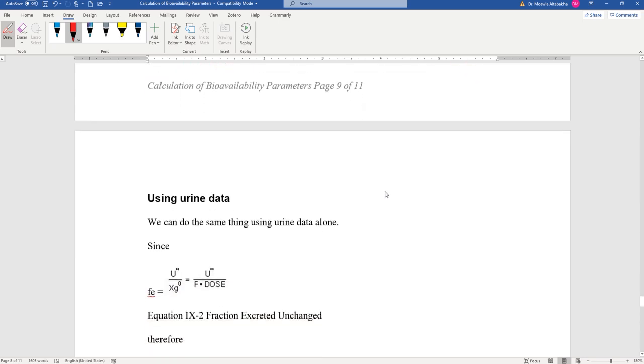Now, from urine data, you learn the following. You learn that FE, the fraction excreted, is equal to U infinity, our amount excreted, divided by the dose, or it's better to say here, F times dose, how much enters the systemic circulation. The fraction excreted is the amount that goes into urine eventually, divided by how much enters the systemic circulation. Because the amount that enters the systemic circulation, what will happen to it? It will go to the urine and some of it might be metabolized as well. So the fraction excreted, I'm talking about only excretion, will be the amount excreted divided by how much enters the systemic circulation. Okay?